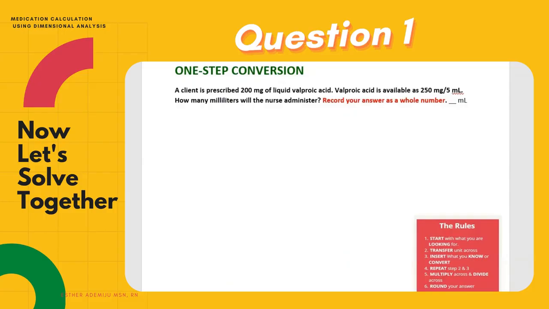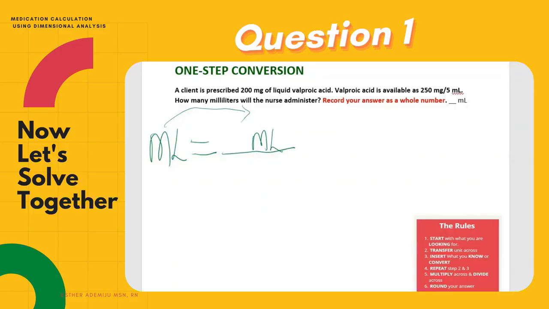So going back to our rules, the first rule is that you should start with what you are looking for. What are we looking for in this question? We are looking for milliliters. So we're going to go ahead and write that, milliliters. The second step says transfer across the units. All right, so we're going to go ahead and transfer milliliters over here. So milliliters.